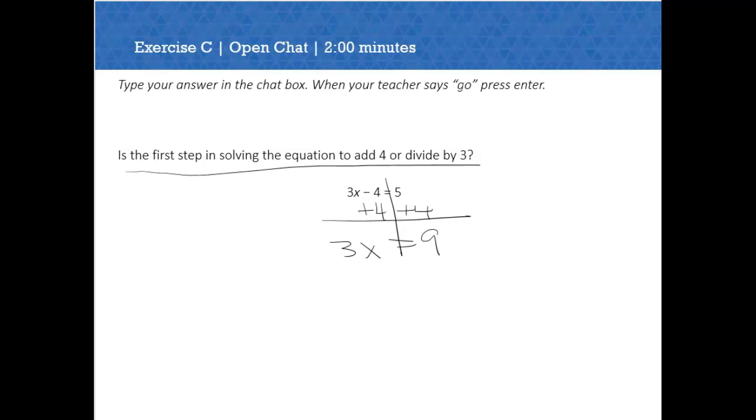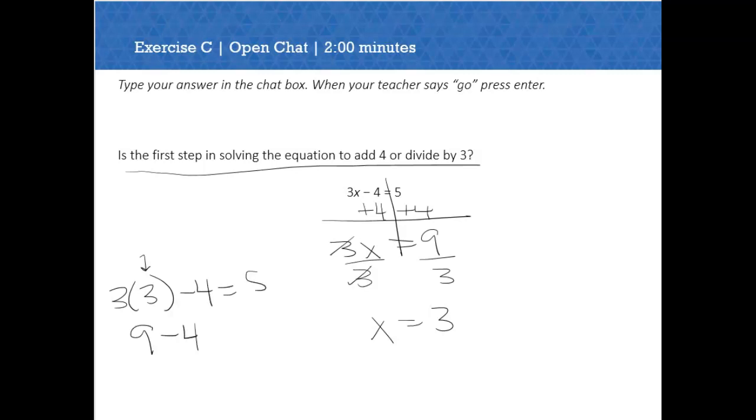Now we just have that variable term, so we can get it by itself. This means 3 times x. So we divide both sides by 3. So x equals 3. Remember, 3x means 3 times x. The inverse operation would be division. So our check, 3x, so 3, right? This is where the x was. Minus 4 equals 5. 3 times 3, 9 minus 4. 5 equals 5. Check.